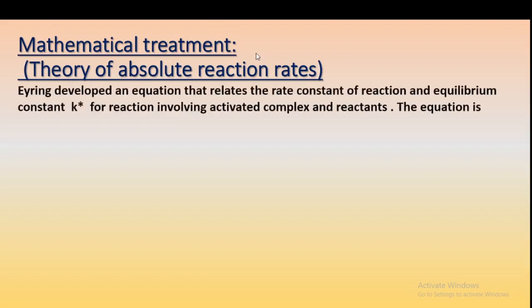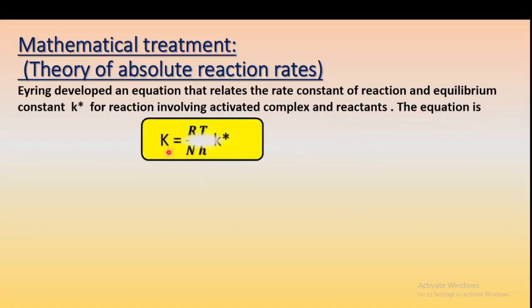Eyring developed an equation that correlates the rate constant of a reaction and equilibrium constant K star for the reaction involving activated complex and reactants. Eyring is a scientist. He developed an equation that relates the rate constant, that is k, of a reaction and the equilibrium constant, denoted by the symbol K star, for a reaction involving activated complex and the reactants. And the equation is k is equal to RT upon Nh into K star.